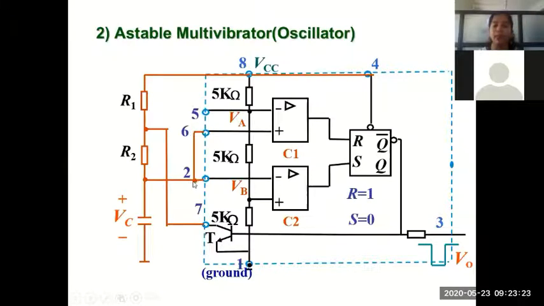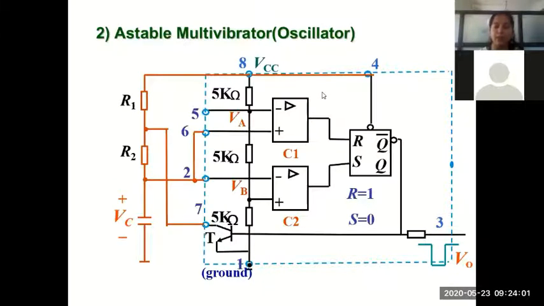Then pin 6 and pin 2, the trigger input as well as the threshold voltage, these 2 pins are connected to the capacitor. As you can see, the voltage across the capacitor is given at pin 2 as well as at pin 6. And since we don't want to use the reset pin, pin 4 will be shorted to VCC, and the final output is measured at pin 3 here. And pin 1 is grounded. As you can see here, pin 1 will be grounded. Okay, so this is the connection with the internal block diagram.